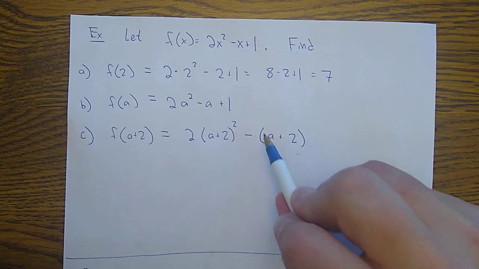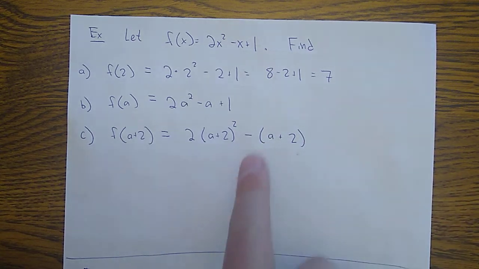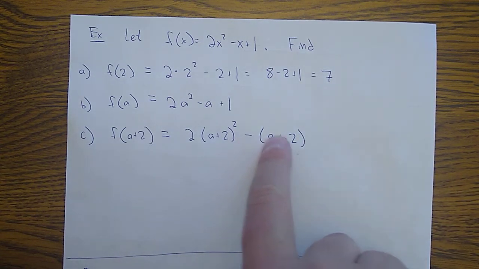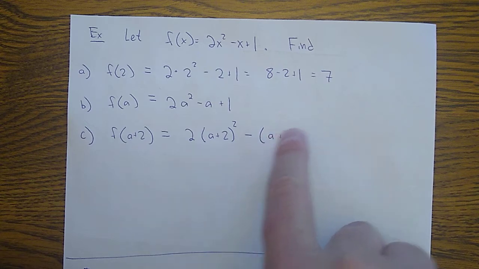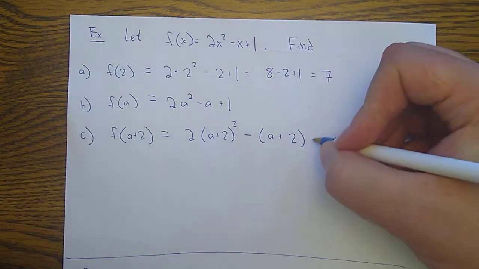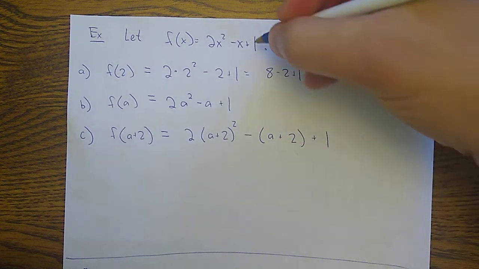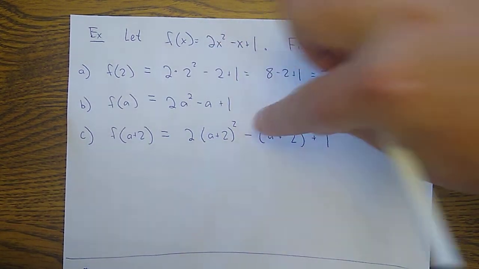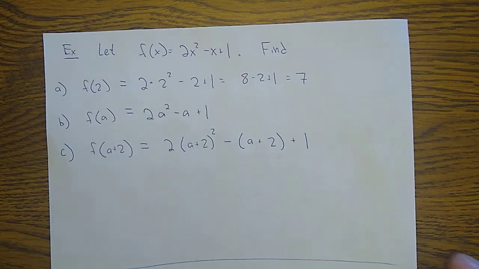And there's danger here too, like if I didn't use parentheses, then I might not realize that this negative sign is supposed to get distributed to the a and the 2. That's another reason why it's important to use parentheses. And then plus 1, so okay. So I copied it all down. And now it's just a matter of simplifying this.